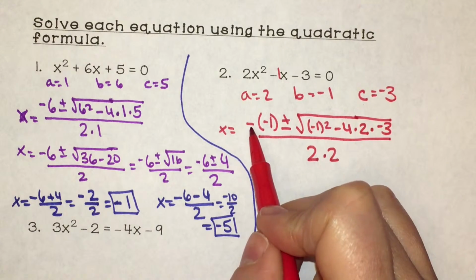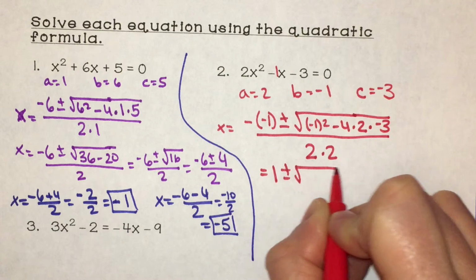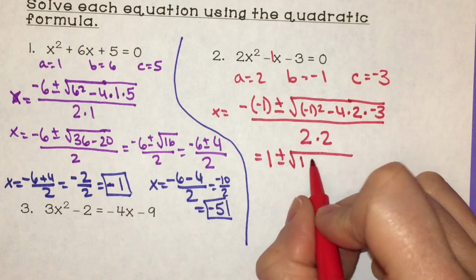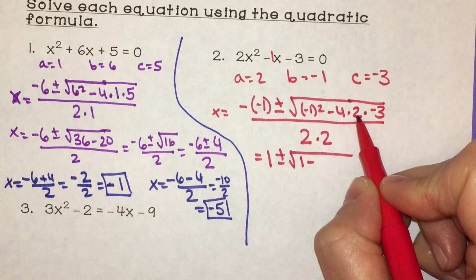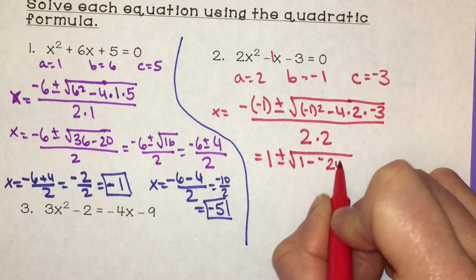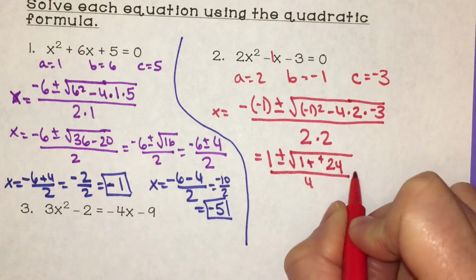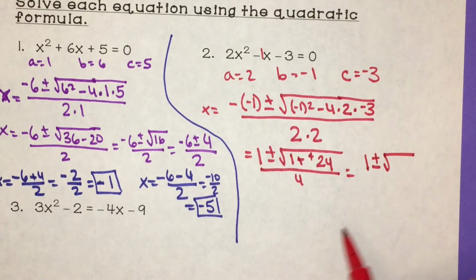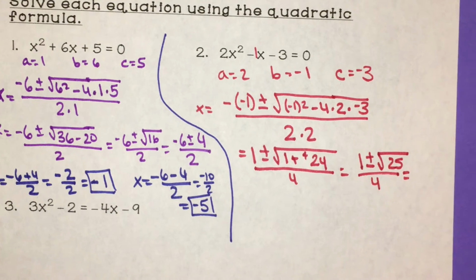All right, negative times negative 1, well, that's positive 1, plus and minus the square root of negative 1 squared is 1, because negative 1 times negative 1 is 1, minus, we have 4 times 2 is 8, and 8 times negative 3 gives me negative 24. So minus a negative, change it to plus a positive, all over 2 times 2, which is 4. All right, so I have 1 plus and minus the square root of 1 plus 24 is 25, all over 4. I'm going to reduce it one more time.